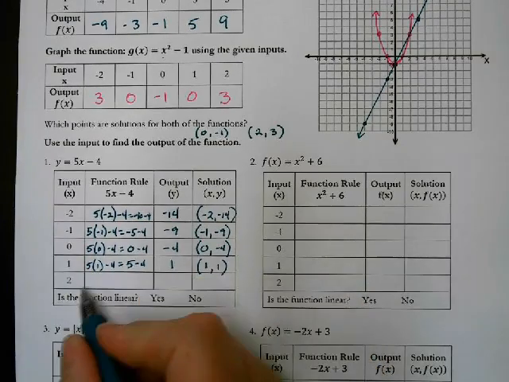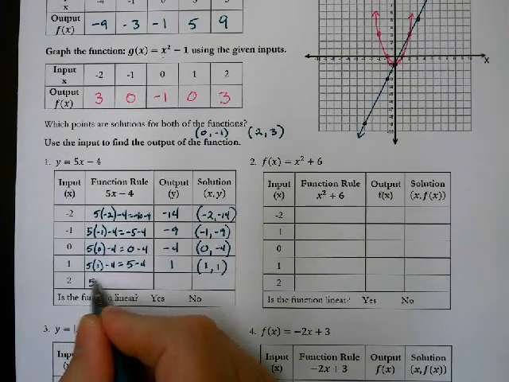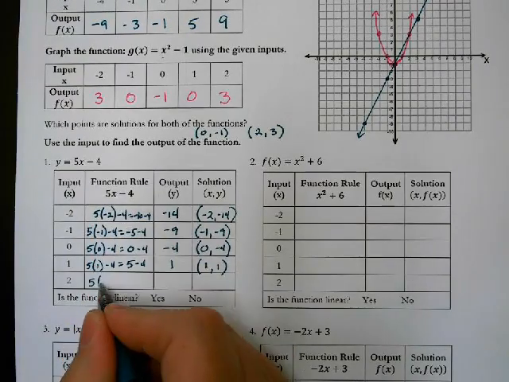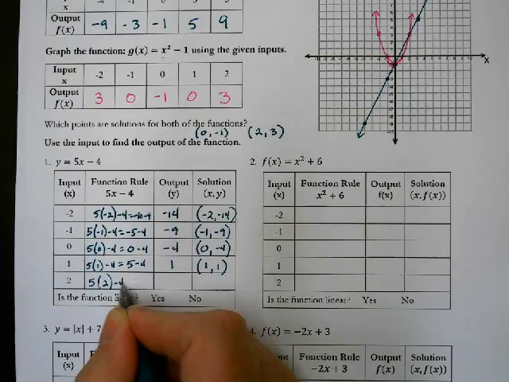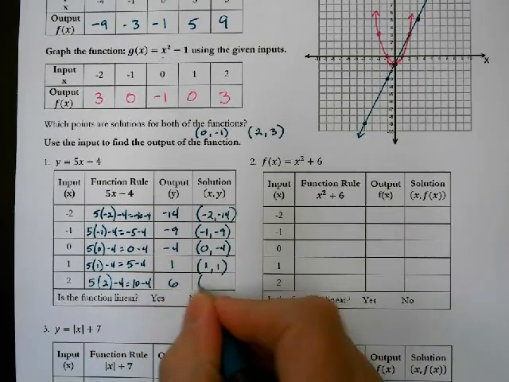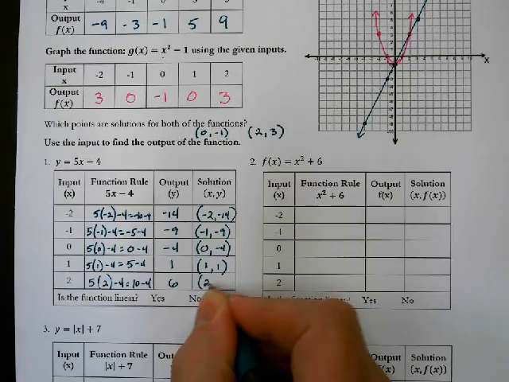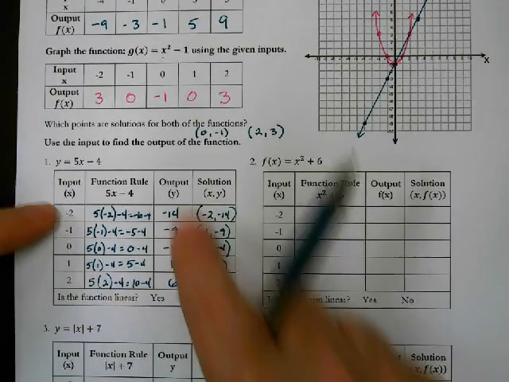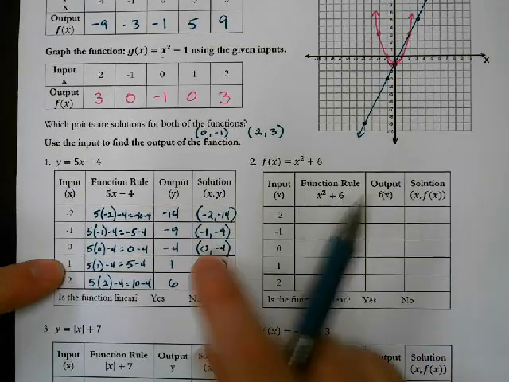Last one, 5 times 2, because my rule says I take 5 and multiply it by the input, minus 4. So that's 10 minus 4, which would be 6. So I've got 2, 6. All right, is this function linear? Well, there's a couple things that we could do. We could check to see the rate of change, or we could just look at the equation here.